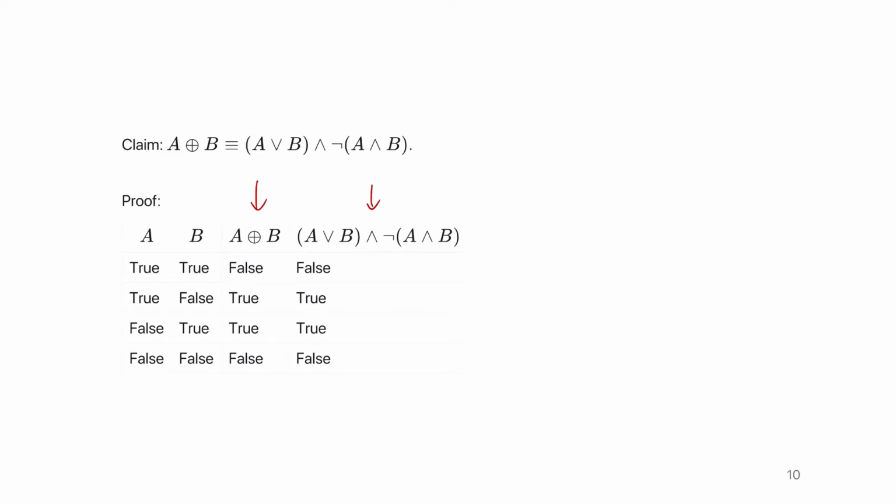And I mentioned before, there isn't necessarily only one correct answer. Why is that? Well, I could have used De Morgan's laws to simplify the second parentheses, right? I could have said A or B and not A or not B, right? And that's equivalent using De Morgan's laws.